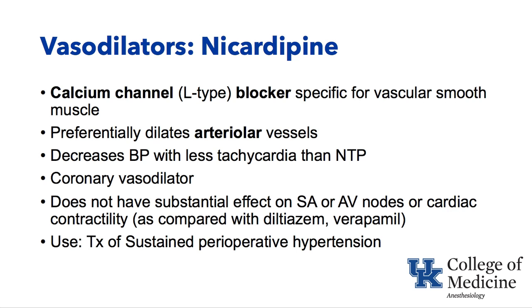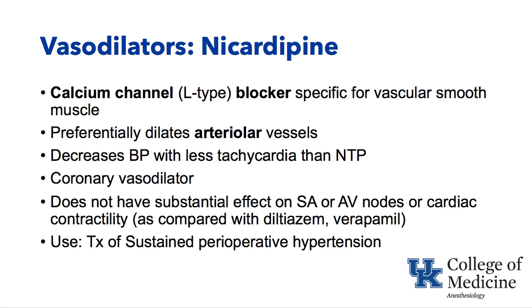Nicardipine is a calcium channel blocker and specific for vascular smooth muscle. Calcium channel being an L type. Preferentially, when you give nicardipine, it will dilate arterial vessels. Remember, nitroglycerin was mainly venules, nitroprusside was mainly arteries. Nicardipine is an arterial vasodilator and will decrease blood pressure, but you're not going to get the same tachycardia that you do with nitroprusside.